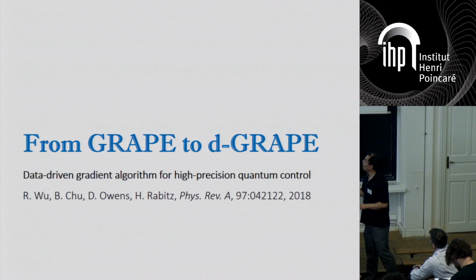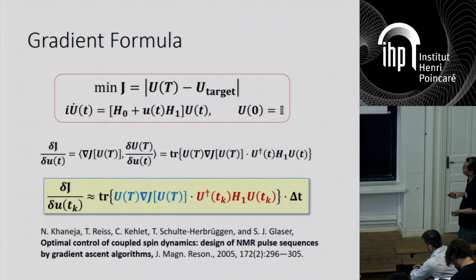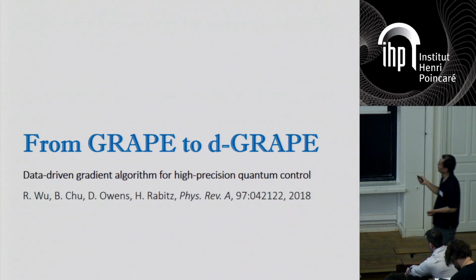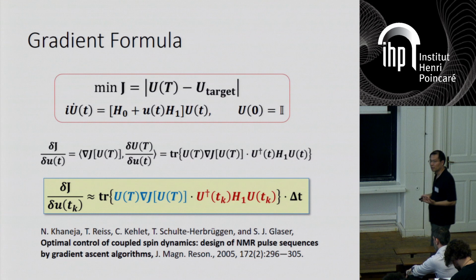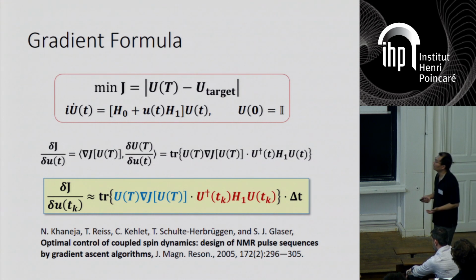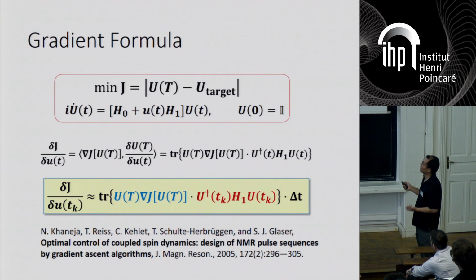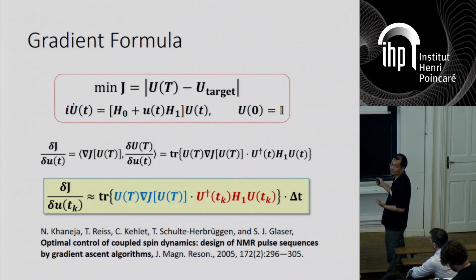Then the second example, from GRAPE to d-GRAPE. This paper can be published this year. So let's first look at the gradient algorithm we use in practice. Say we want to control a gate, and we calculate the gradient. If we calculate the gradient in continuous time, the gradient formula is like this.